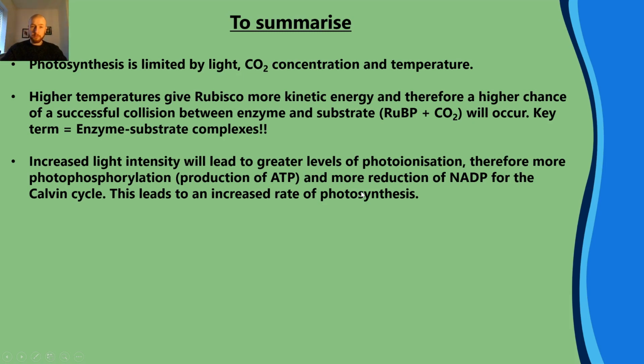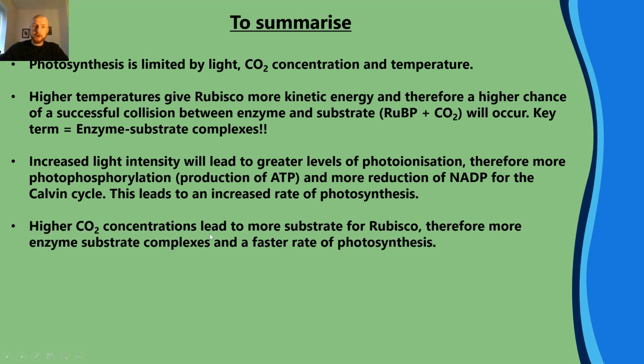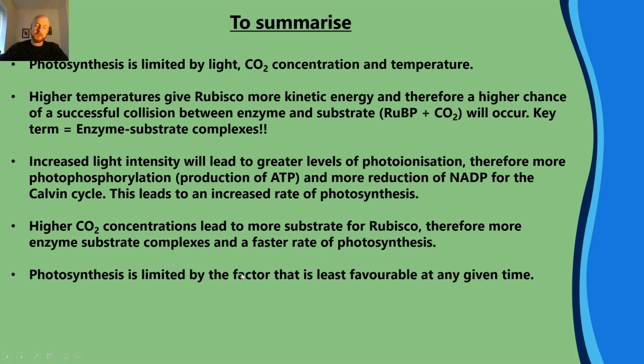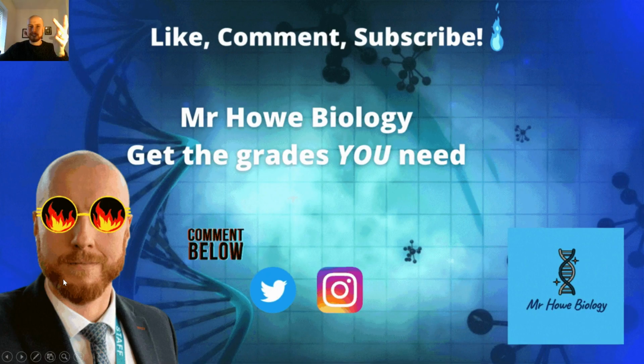So to sum it up there, basically, if we have more light-dependent photosynthesis, we can have more light-independent, which is where glucose is made. Higher carbon dioxide concentrations lead to more substrate for Rubisco, therefore more enzyme-substrate complexes and a faster rate of photosynthesis. Photosynthesis is limited by the factor that is least favourable at any given time out of light, carbon dioxide and temperature.